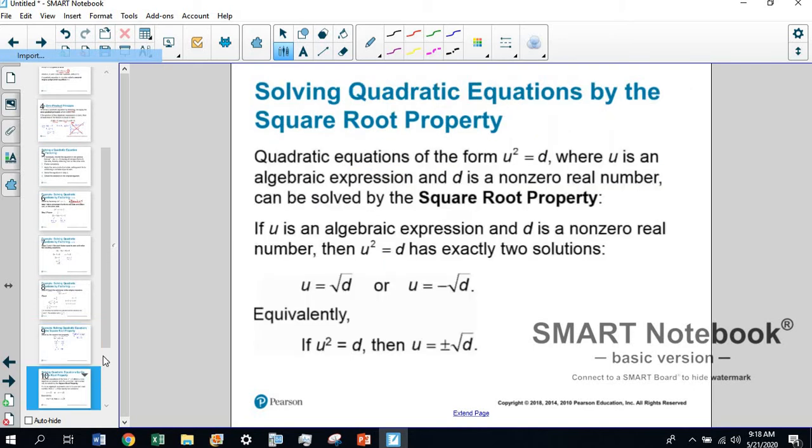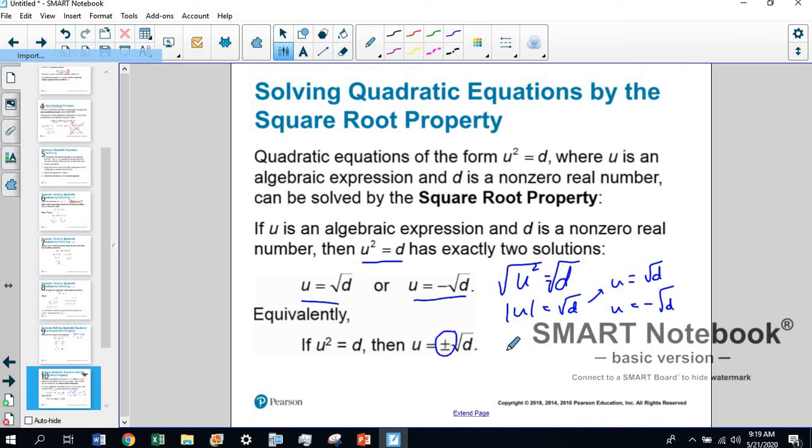Now, if x squared equals -9, what can we do? All right, well, there's a square root property that says that if u squared equals d, then u equals the square root of d or negative square root of d. Okay, so basically what's happening here is we're taking the square root of both sides, but when you take the square root of a square, you don't just get the u. You actually get absolute value of u. And so if the absolute value of u is equal to d, then u is equal to the square root of d, or u is equal to the negative square root of d. That's why when you take the square root, you get a plus or minus.